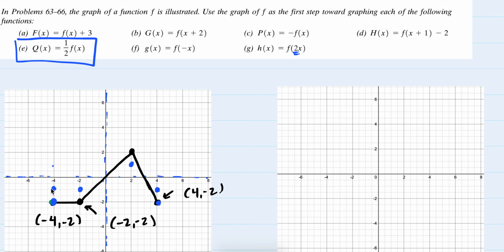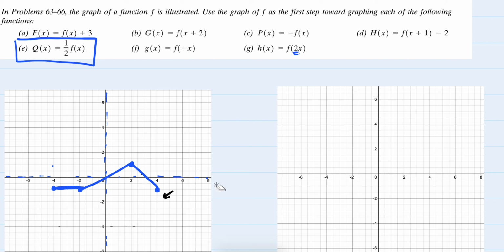So then the function looks like this. I'm going to erase the parent function here, and you can see that I have compressed it vertically, meaning I have smushed the graph like this with respect to this line here.